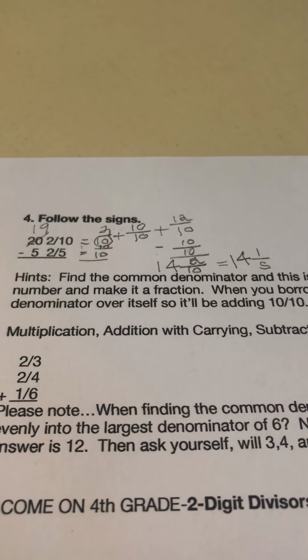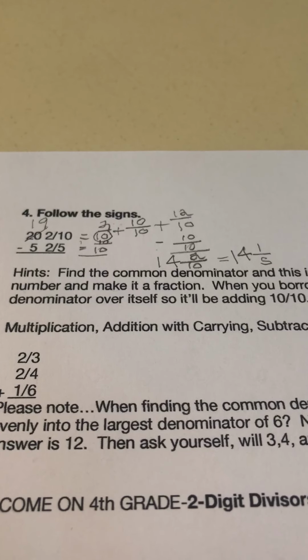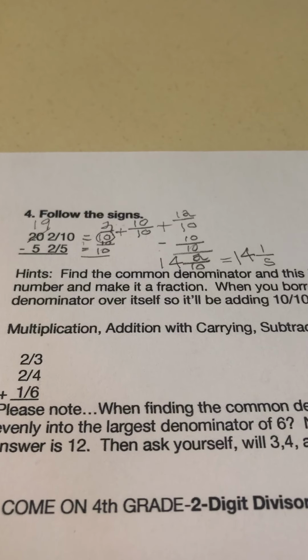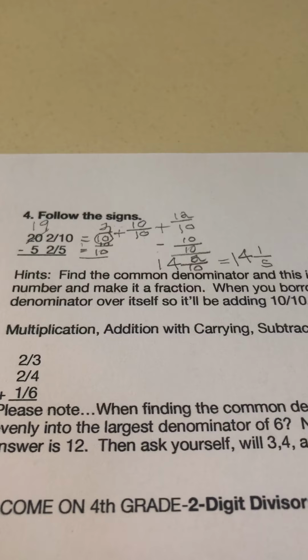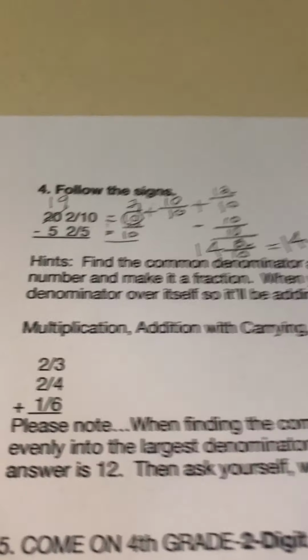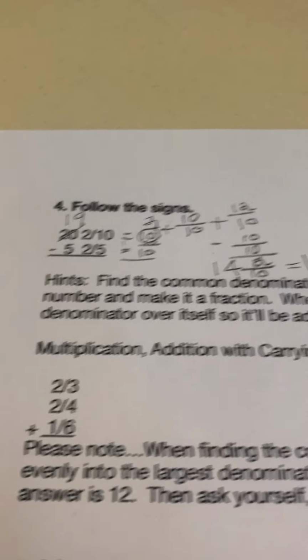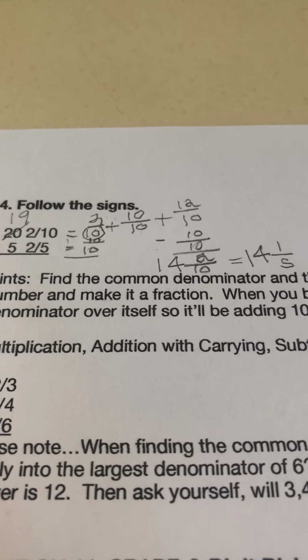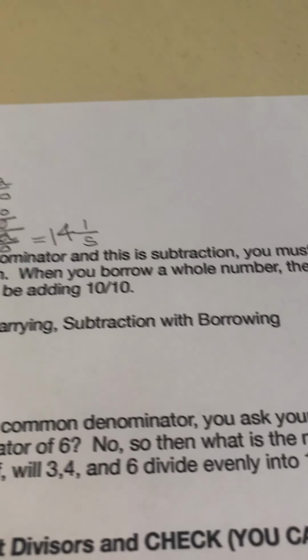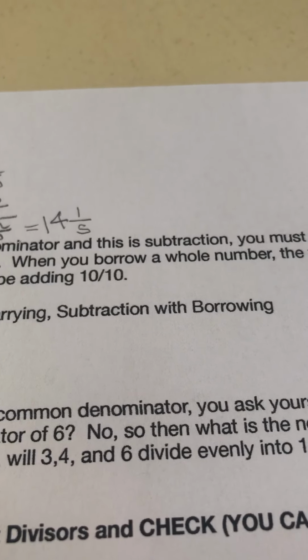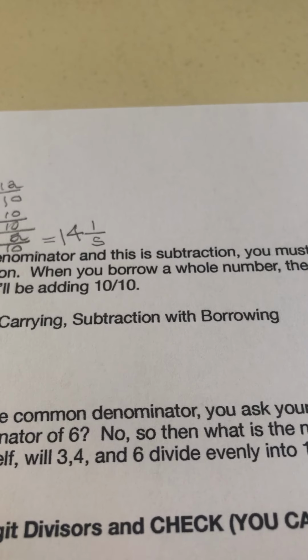So you might have, for multiplication, 199 times 367. You could have a 3-digit multiplication problem. For addition, you may need to carry. For subtraction, you may need to borrow. Okay, you guys know how to do that.